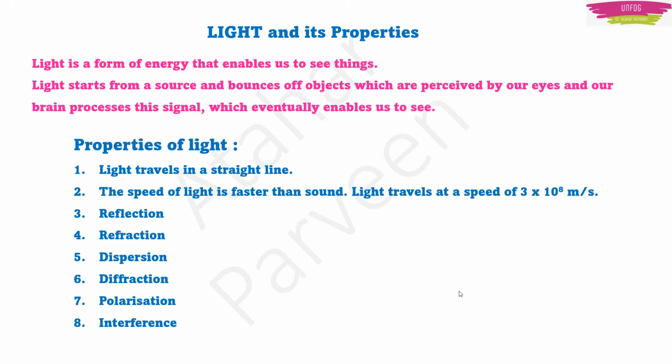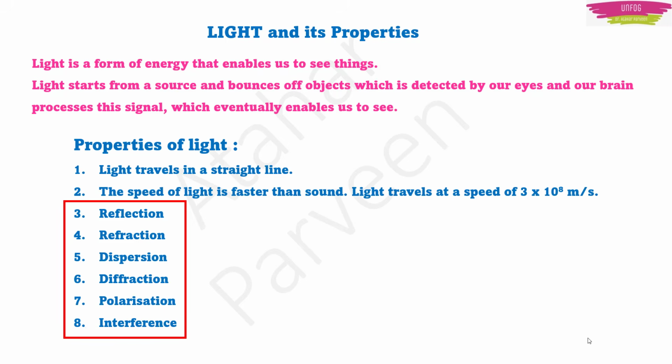Next, light can be reflected. There is a possibility of refraction of light, dispersion of light, diffraction of light, polarization and interference of light. In the GPSTR syllabus we had only reflection, refraction, dispersion, but here in HSTR and KREIS syllabus we need to know all the 5 to 6 properties of light. They are reflection, refraction, dispersion, diffraction, polarization and interference.